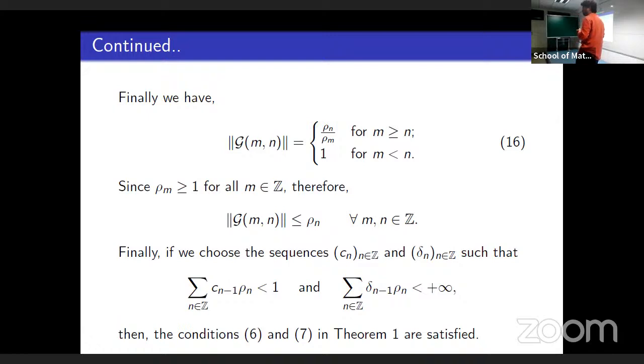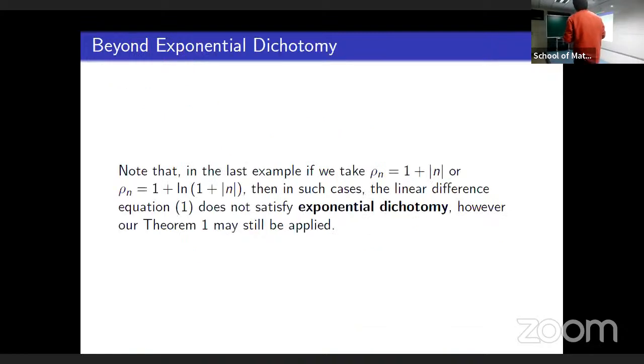Here the ρn's put two or three conditions. One condition is that ρn should be greater than or equal to 1, and the other condition is that these two sums should be finite. But now, if we choose our ρn such that ρn is 1 plus mod n, or ρn is 1 plus ln of 1 plus mod n, then in these cases the linear difference equation does not satisfy the exponential dichotomy. However, for these ρn, our result is still applicable. So this example shows that our result goes beyond the exponential dichotomy.